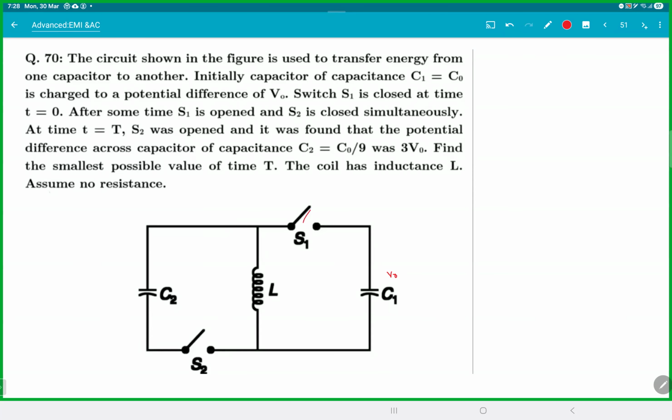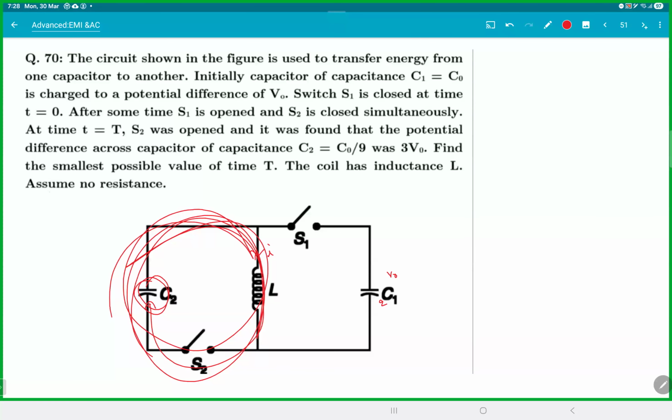So you opened it. So at that point, when you opened it, whatever current is here, that will not change, isn't it? And whatever charge here, that will not change. They got disconnected. Now this current will try to go inside this capacitor trying to charge this capacitor. This will start oscillating, isn't it? In, out, in, out, in, out. I hope you figured out till that part, isn't it? That's like you're transferring from here to here. Great. And he said, found that the potential difference across the capacitor C2 is 3V0. Okay, find the smallest possible.